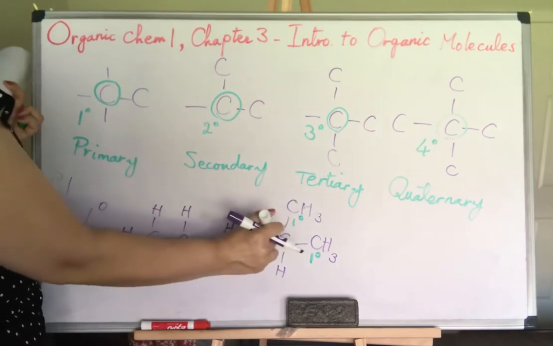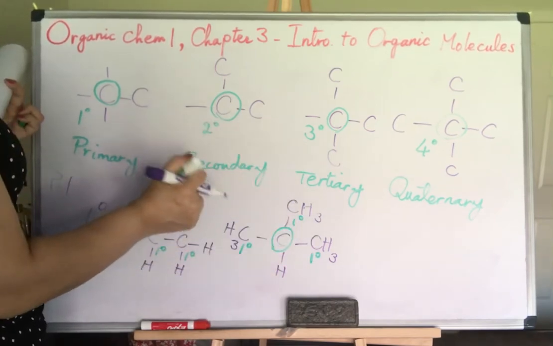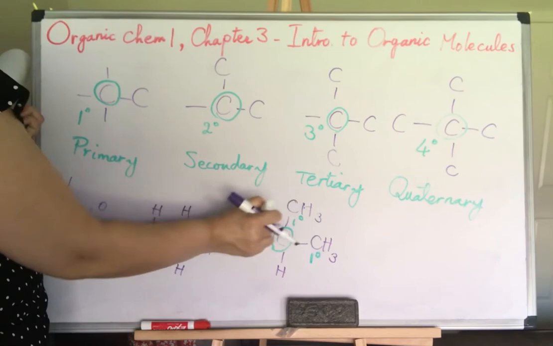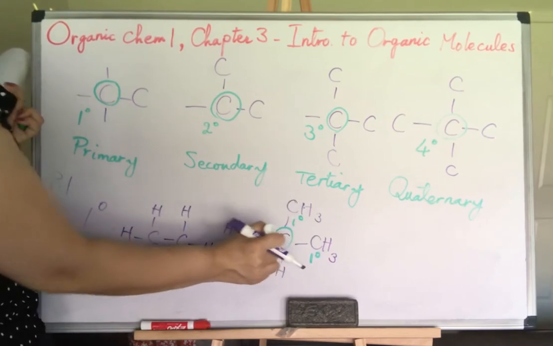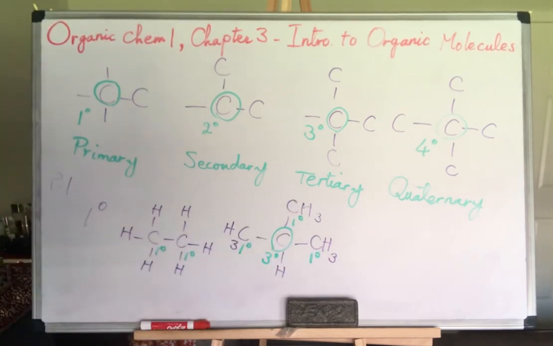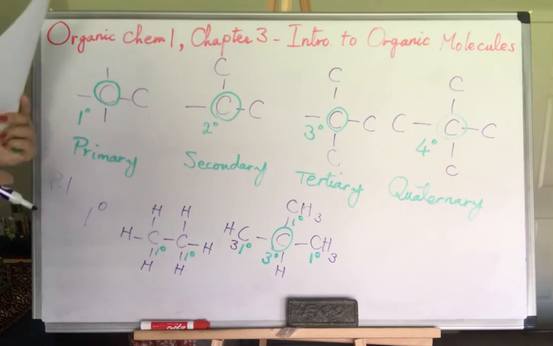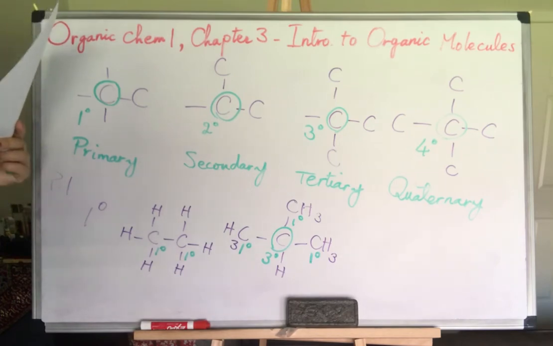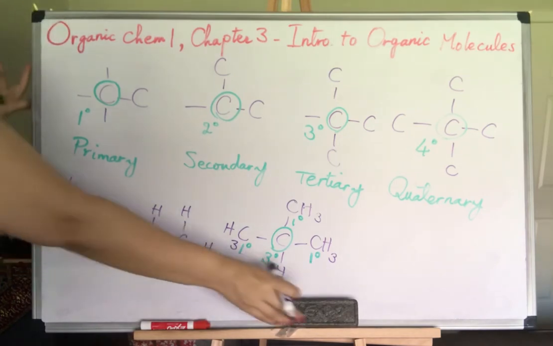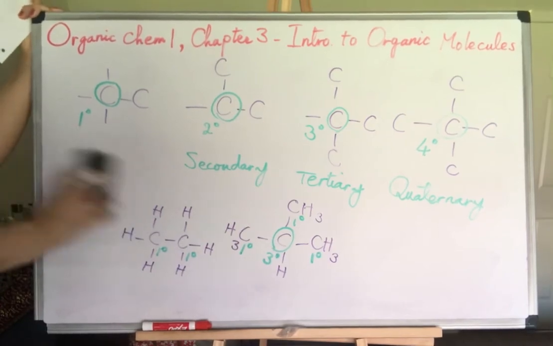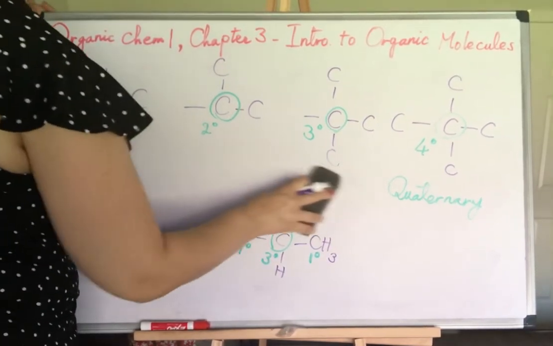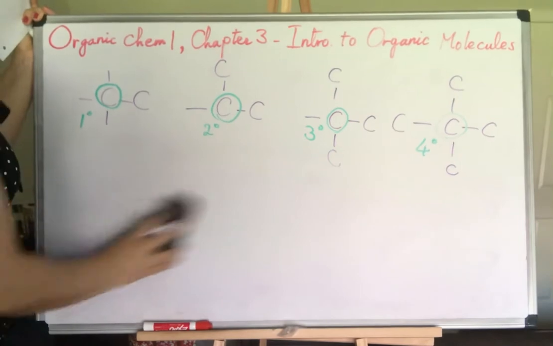But the central carbon is connected to how many more carbons? 1, 2, 3. That's why it's a tertiary carbon. And I'm sure you can draw the last one, which has secondary and tertiary carbons. So your job here is to determine the type of carbons correctly. Okay, let's move to the next page, keeping these types of carbons still on the board.